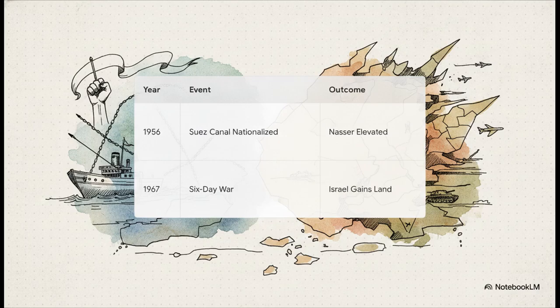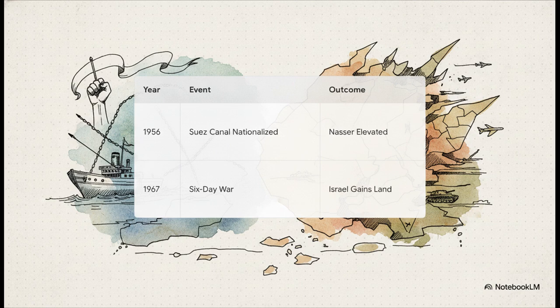A complete cascade of conflicts quickly followed. In 1956, Egypt's Gamal Abdel Nasser nationalized the Suez Canal. This provoked a joint British, French, and Israeli invasion that ultimately failed, which elevated Nasser as a really powerful symbol of Arab nationalism. Then, in the 1967 Six-Day War, a swift military victory by Israel dynamically shifted the region's borders.